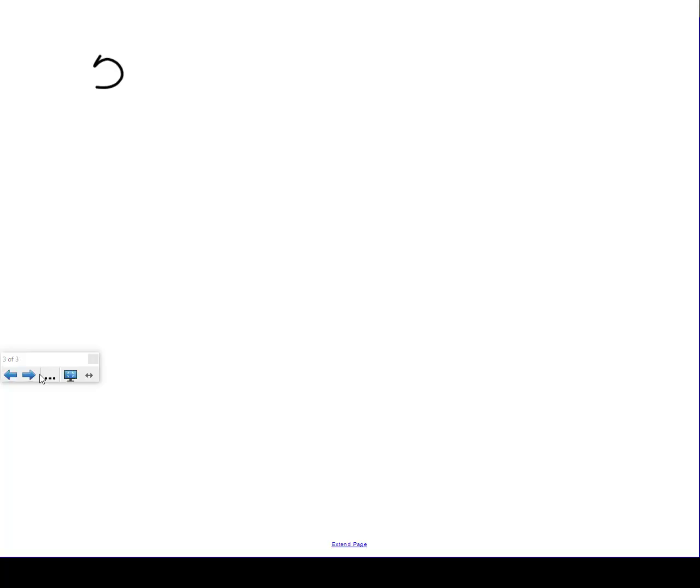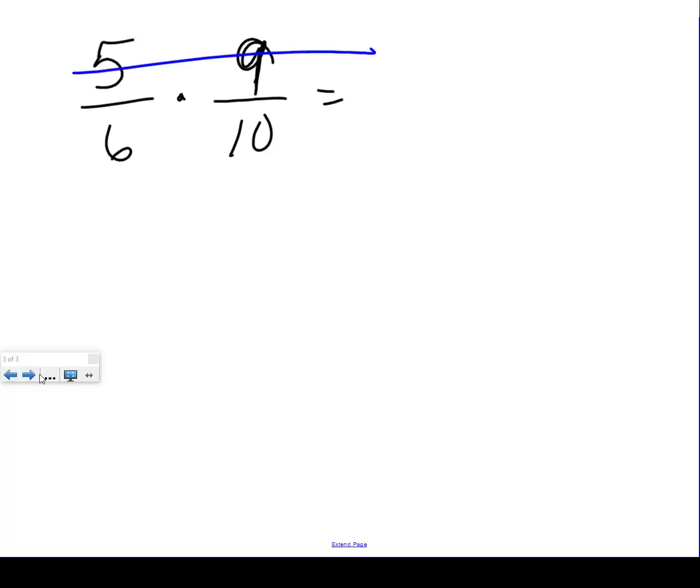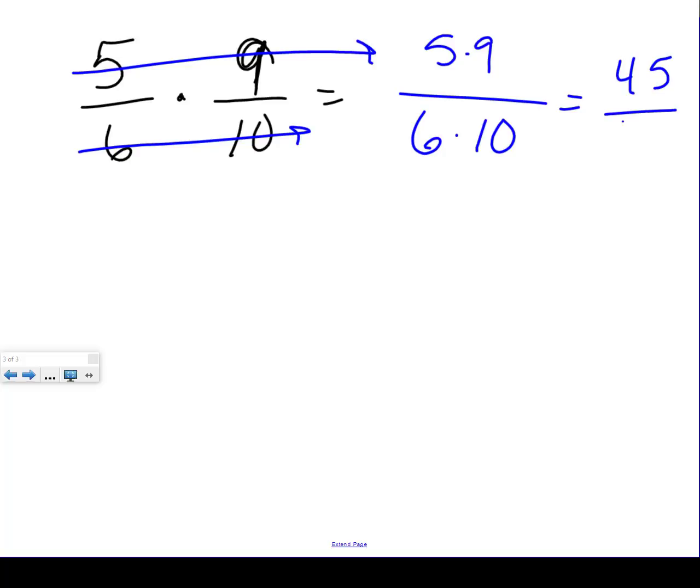So I have 5/6 and 9/10. I multiply across the top, and I get 5 times 9, multiply across the bottom, and get 6 times 10. Well, 5 times 9 is 45, and 6 times 10 is 60. And 45 and 60 are not in lowest terms. They both can be divided by 5.